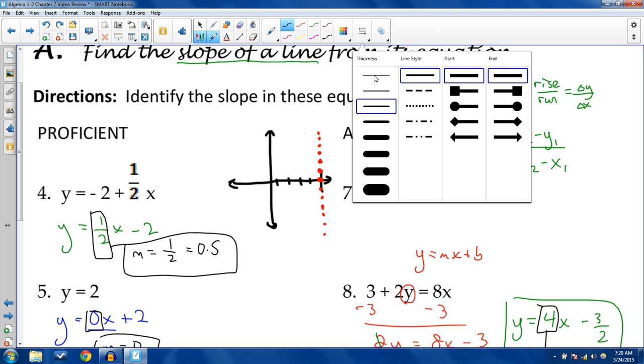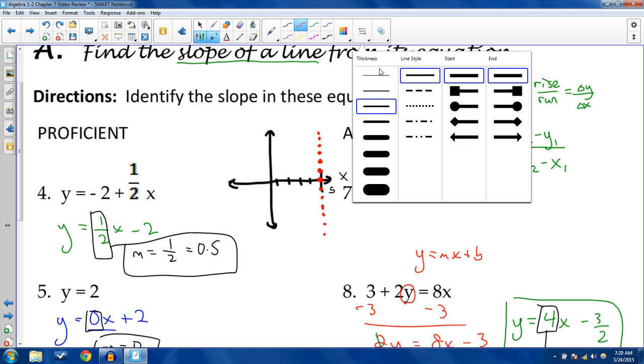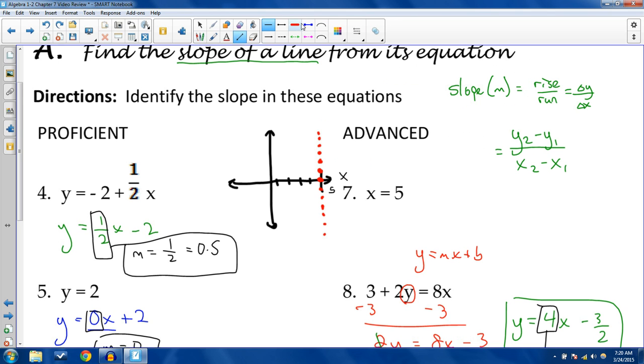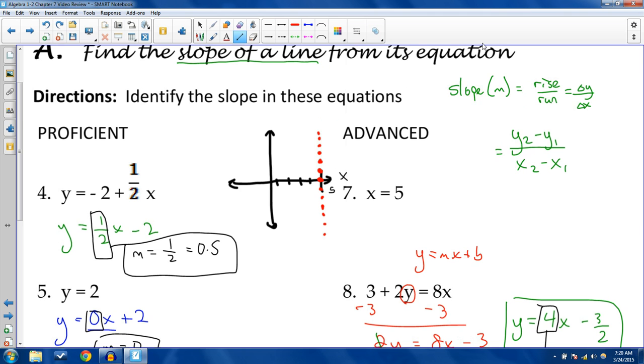It appears funny to some people because they see x and they imagine, oh, x goes this way. Well, yes, x does go this way. But x equals 5 says no matter what y equals, this x value of 5 will always be true. So it's a vertical line to represent that. So let me draw that with the arrows. Pretend like it was going through those points. There's your vertical line of x equals 5.